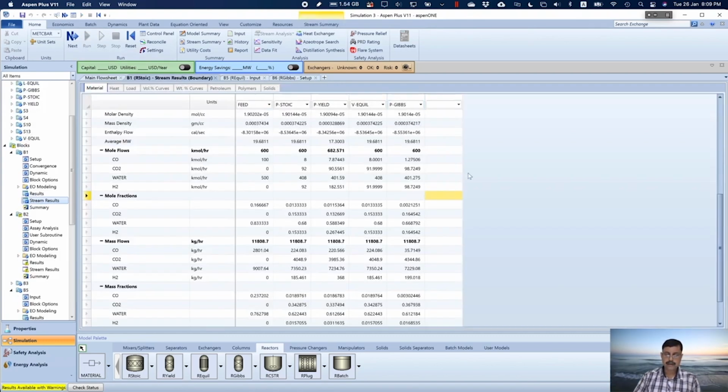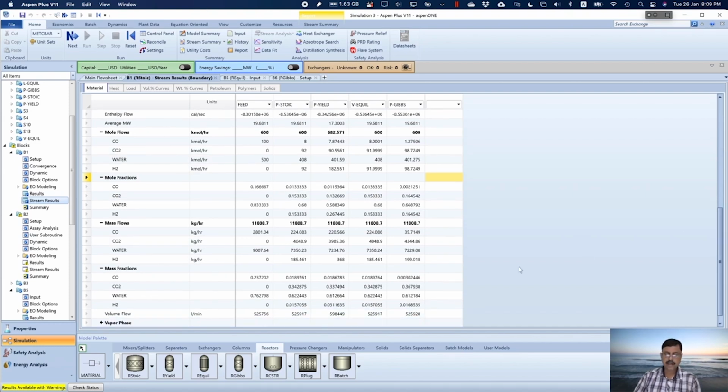PGibbs, yes. So here you can see PGibbs has calculated the lowest point of Gibbs free energy. So this is the maximum extent of reaction that can happen. Like the carbon dioxide cannot be produced more than this mole fraction. In other words, there cannot be more than 98.72% of conversion. At this conversion, the Gibbs free energy is lowest for this kind of reaction.